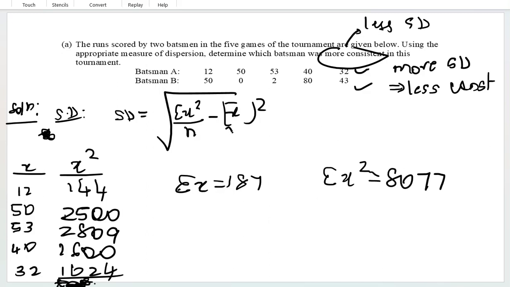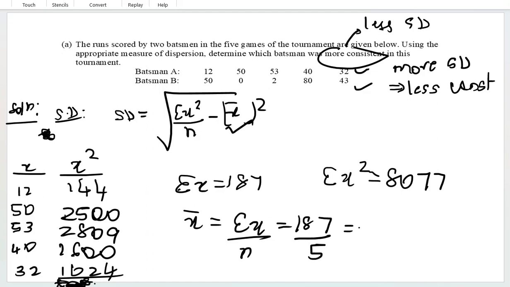8097. Now we also need to find X bar here. So X bar is nothing but sum of X upon N. So this is actually 187. N is 5 entries. So therefore 187 divided by 5 will be 37.4. Now we shall insert everything in this formula and obtain the answer.